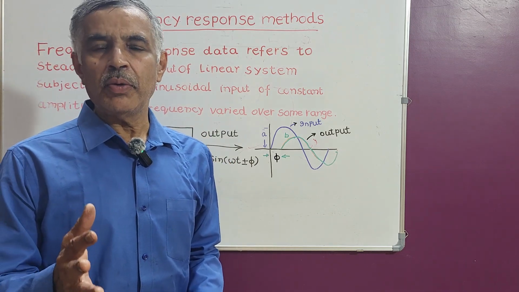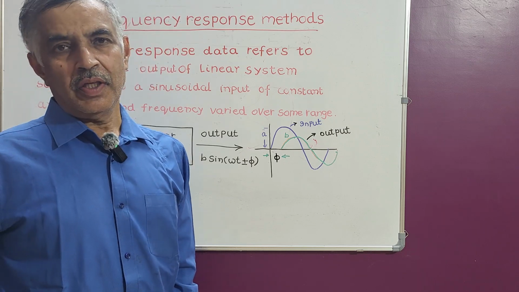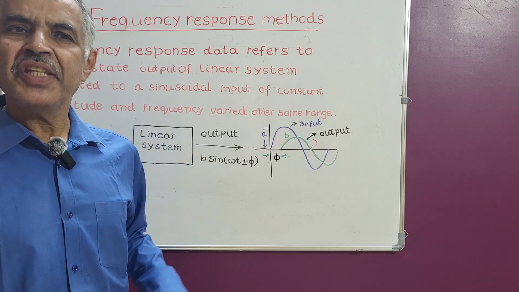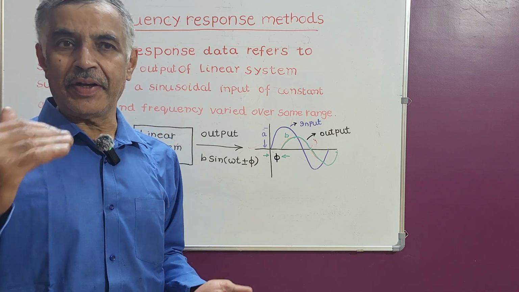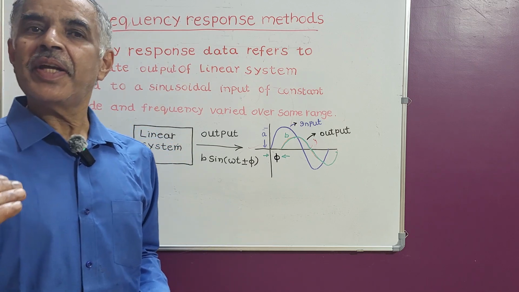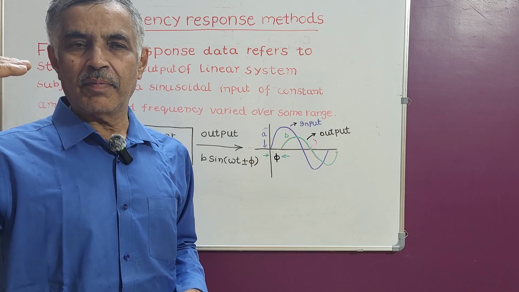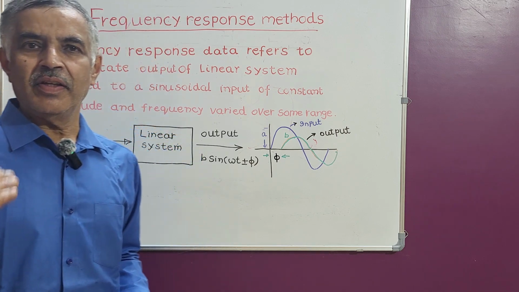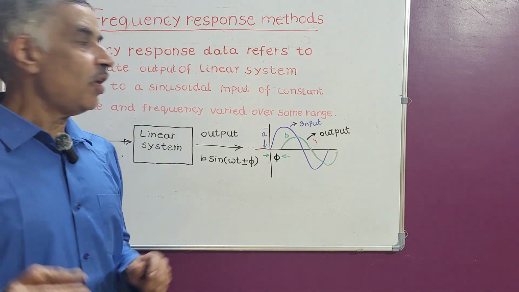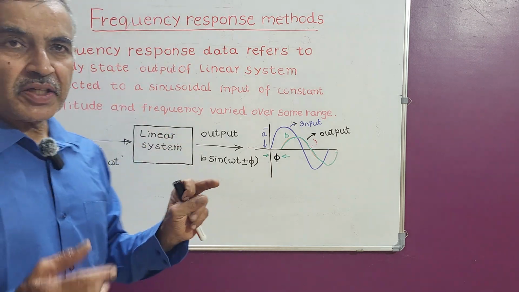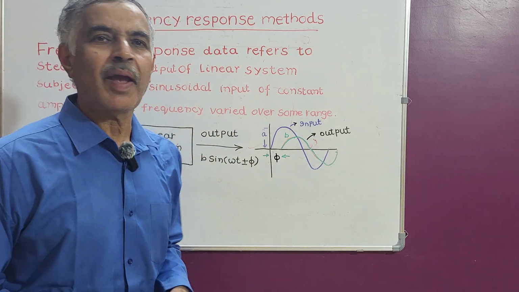I want to remind you, there are two types of outputs: transient output and steady state output. Transient output means disturbance. It has not yet settled. Steady state means the output that is going to remain forever. That is what is known as steady state output. So you have to subject the system to a sinusoidal input of constant amplitude.